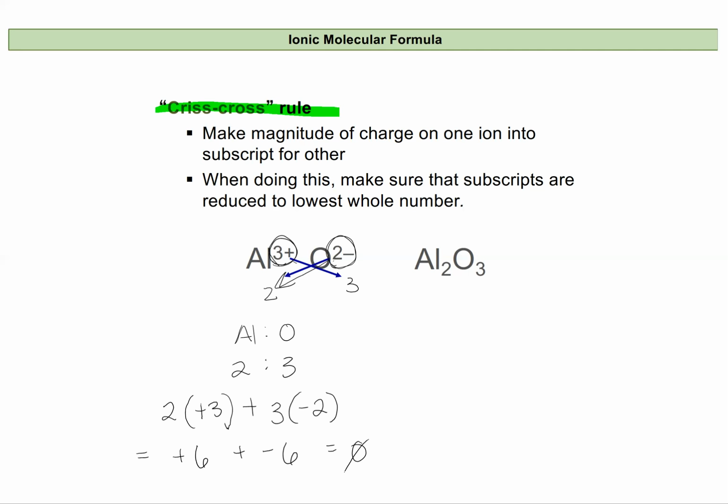And this is essentially a different presentation of finding the lowest common denominator between two things. So Al2O3 would be our chemical formula.